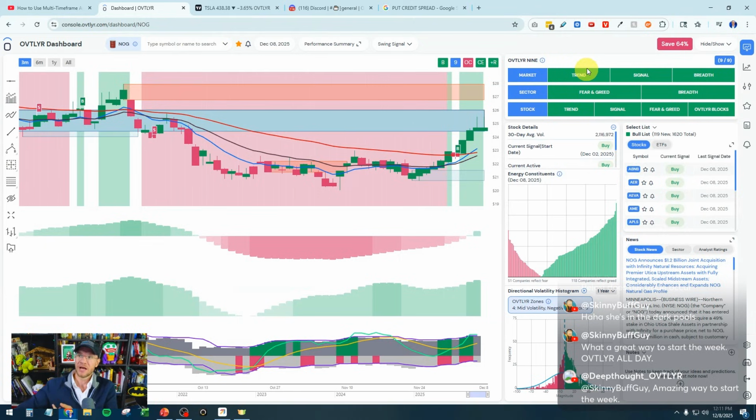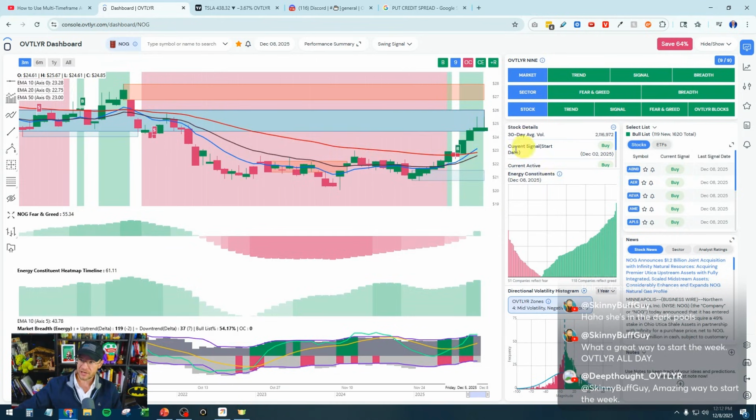The trend of the market's bullish, the signal is bullish on the market, and the market has positive breadth. On the sector, this is the energy sector, it has positive fear and greed, growing fear and greed, and positive breadth, meaning more buy signals than sell signals. And lastly, the stock. It's in a bullish trend. It has a buy signal. It has growing fear and greed, and it has room on the outlier blocks. So therefore, I have 9 of 9 on my Outlier 9.